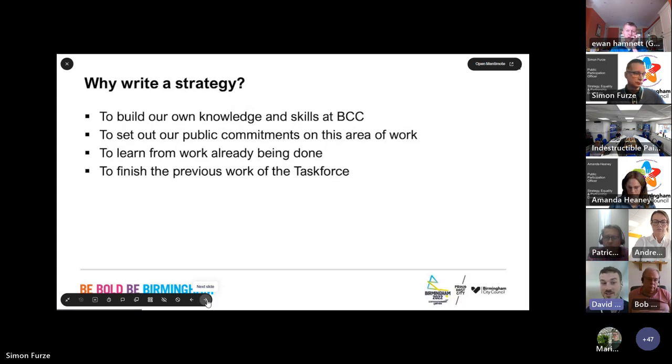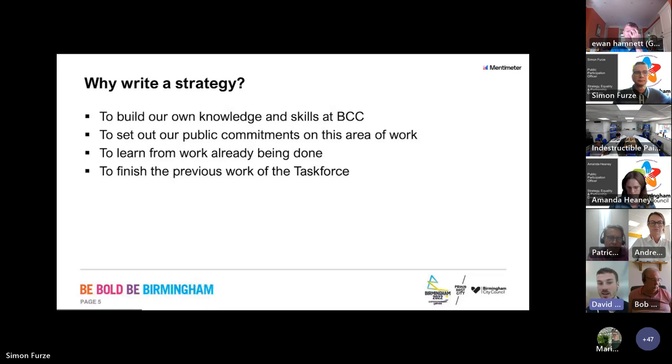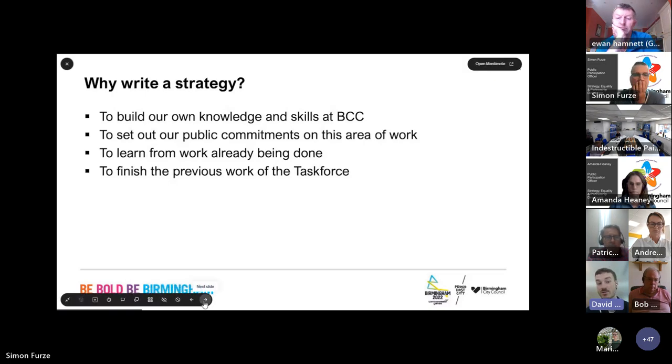And what's the reason I'm writing this strategy? Well, it's primarily to build our knowledge and skills at the council. Climate change, communications, engagement and behaviour change are all relatively new areas of work and not things that people who work in council communications might necessarily be familiar with. So really it's about embedding an understanding of the intricacies of some of these things at the council. But it's also to set out what we're publicly saying about how we will do these things, and I think that's important to create a level of accountability in how we take this work forward. Another reason for doing it is to finish up a piece of work started by the task force, which was a previous body prior to the team I work in now.